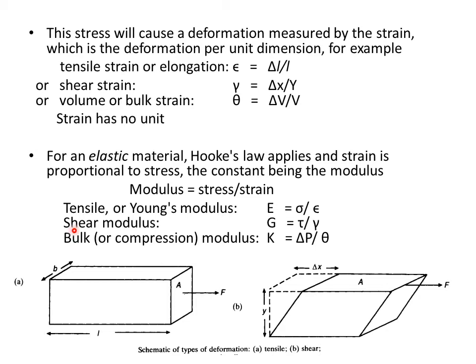Then we can calculate the shear modulus, represented by capital G, by doing the shearing stress over shearing strain, that is tau over gamma. This gives us the shear modulus. The third is the bulk or compression modulus, represented by capital K, calculated by the pressure stress, delta P, divided by the bulk strain theta. This gives us the bulk modulus. In this way, various moduli can be calculated.